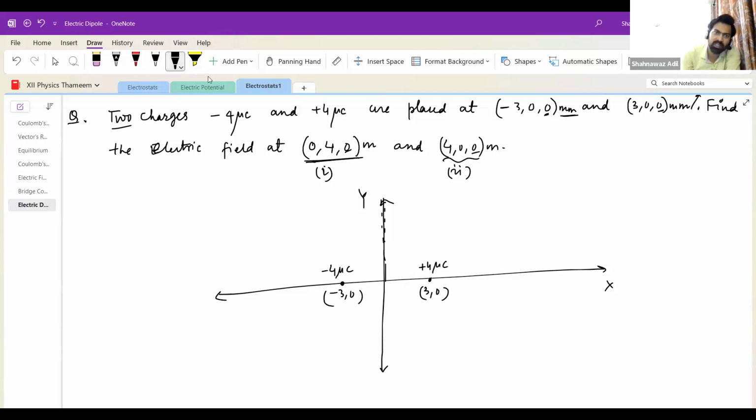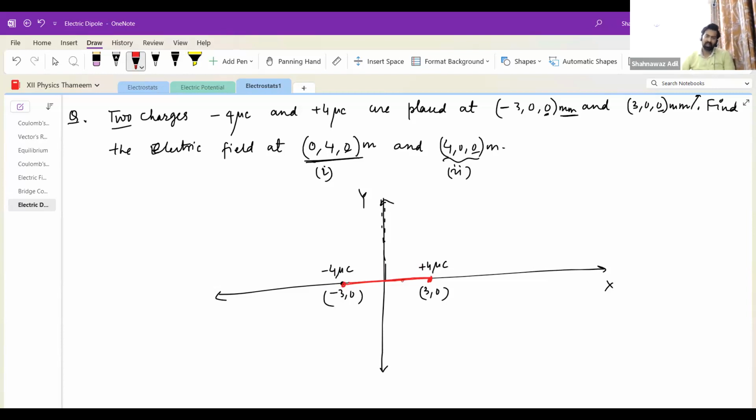So what is this thing? Can you tell me what is this system? This system is a dipole, right? You have two charges of equal magnitude, so this system is a dipole, right?